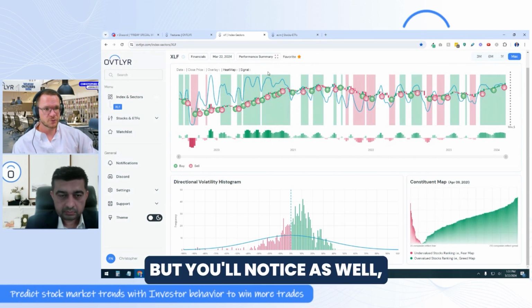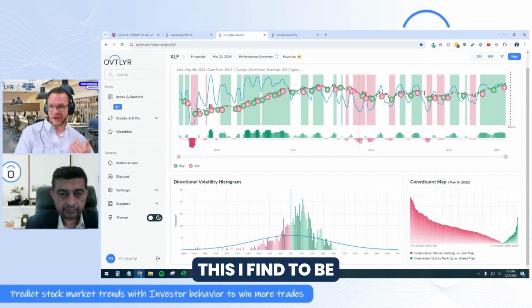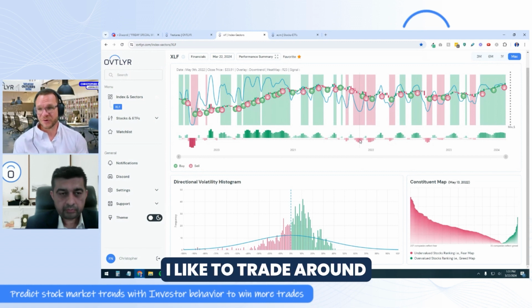But you'll notice as well the heat map value. So G35, for example, R23, for example. This I find to be really useful. I like to trade around this actually.